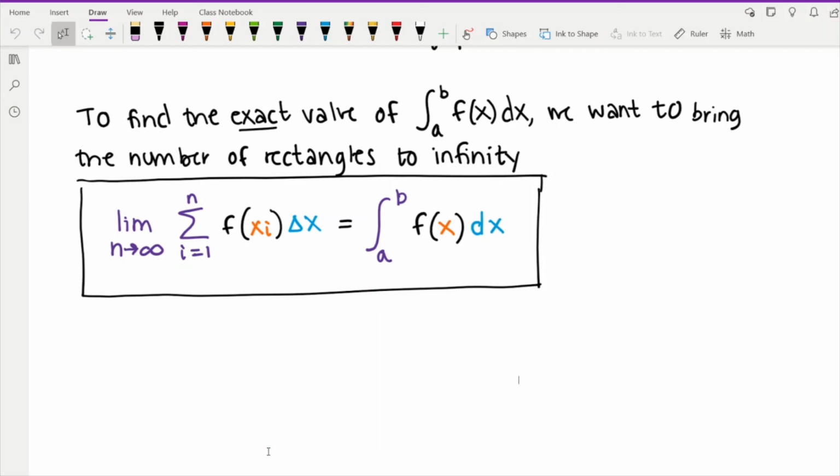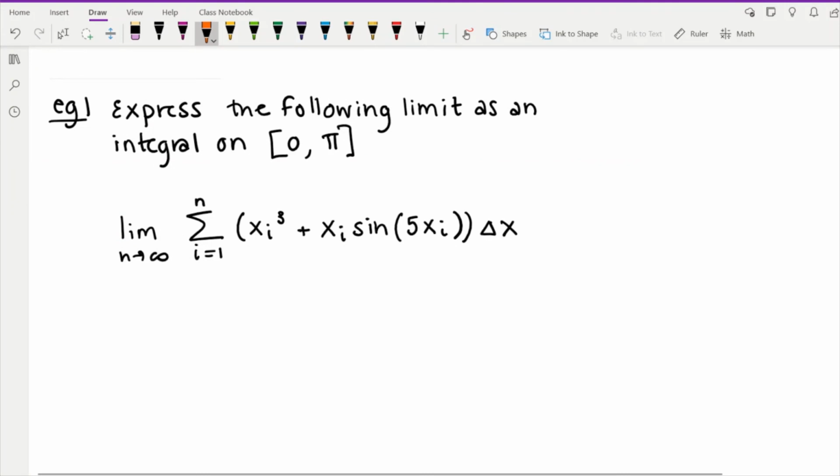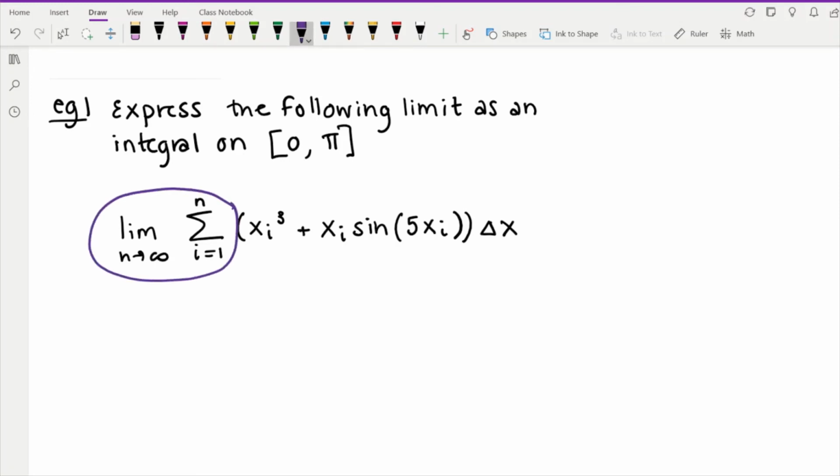And then additionally, notice that there's no a or b in this left-hand side, right? The limit and the sum don't have an a or a b in it. And that's because they're a little bit more general. And so you do need to be told what those a and b are if you're given your limit in this form. And so if we go back to our example, we're told that we're looking at the interval from 0 to pi, and so that is going to be our a and our b. So what that means is that this part here is going to become the integral from 0 to pi.